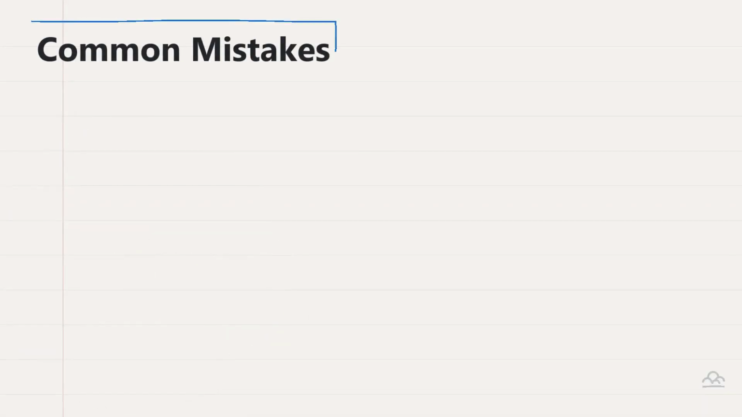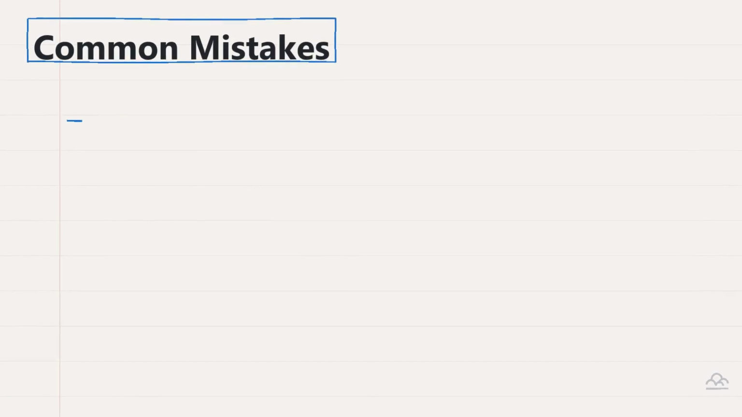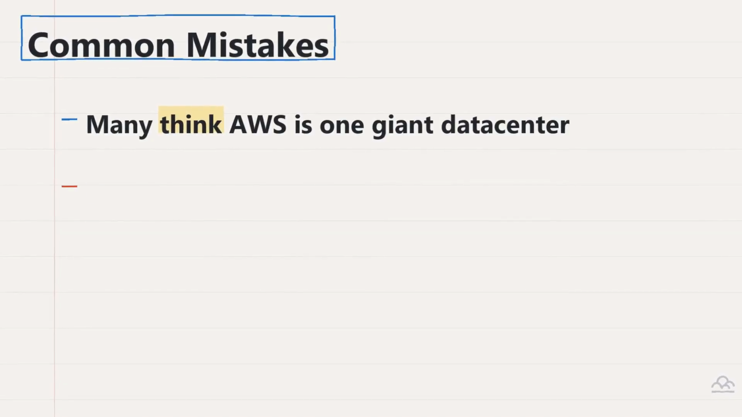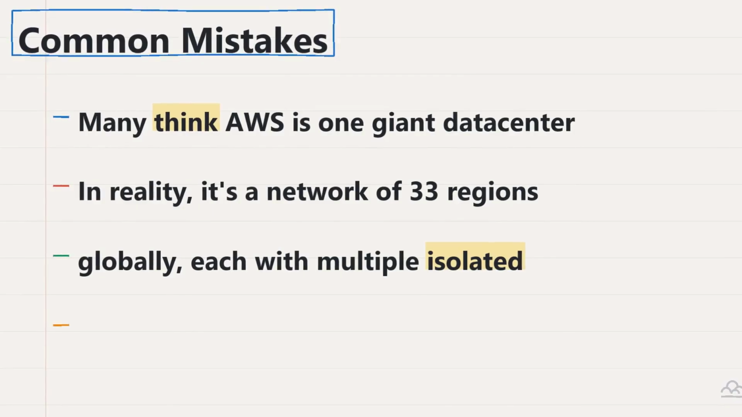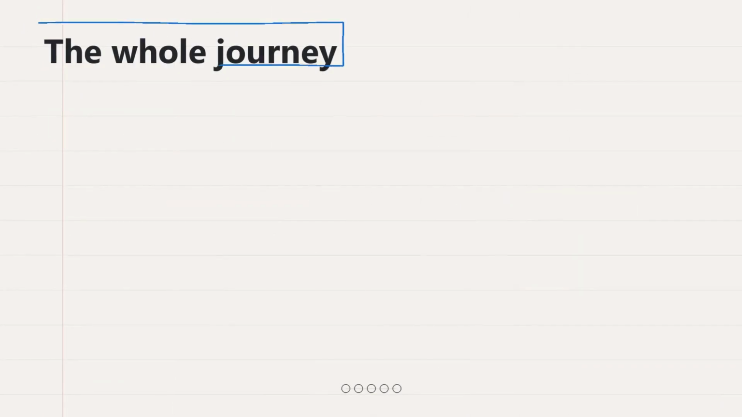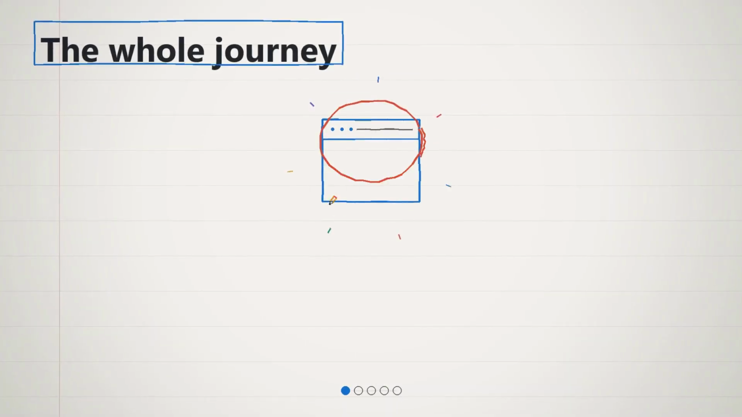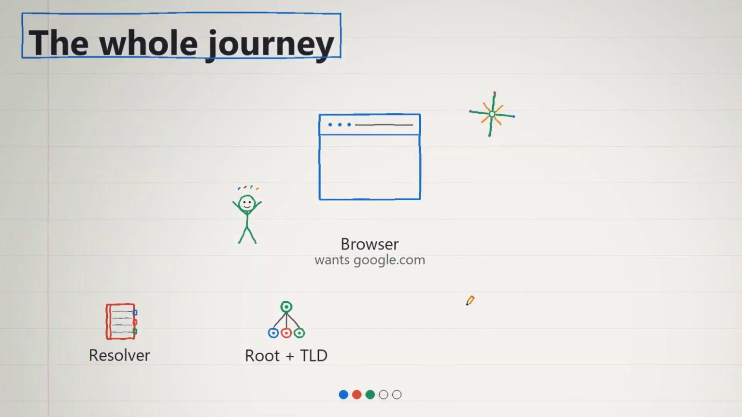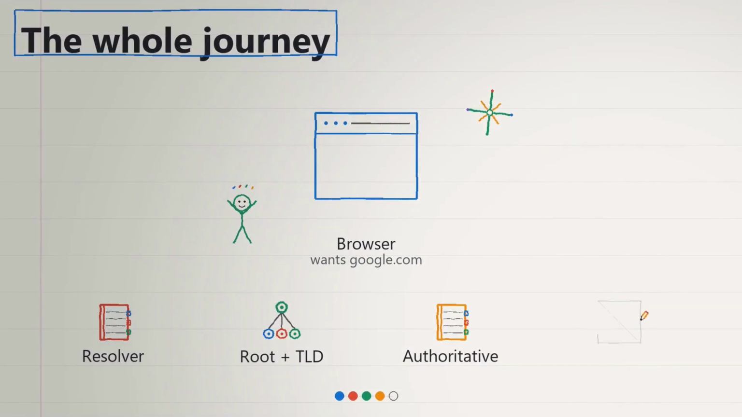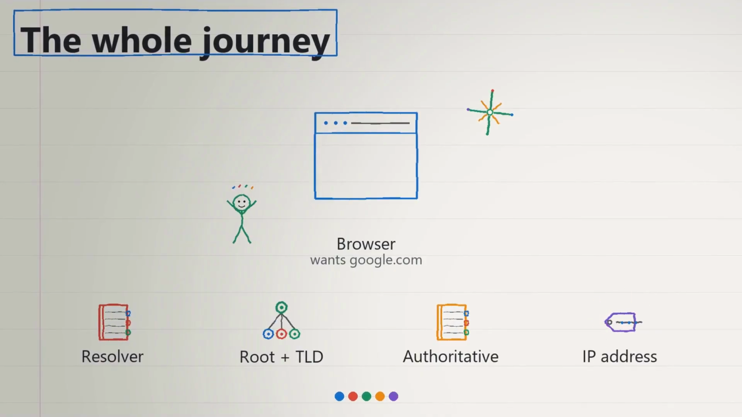Many think AWS is one giant data center. In reality, it's a network of 33 regions globally, each with multiple isolated availability zones, making it incredibly resilient. AWS uses a layered approach of global DNS, regional isolation, availability zone redundancy, and intelligent load balancing to deliver applications with high availability and low latency.